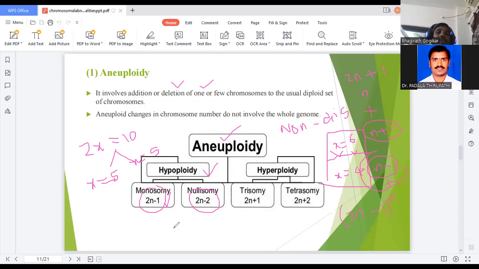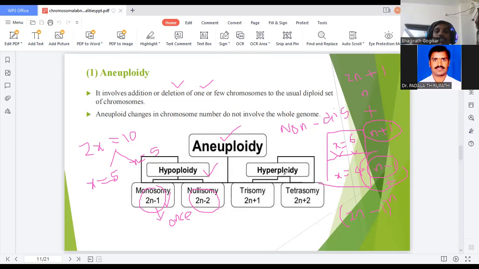These 4 terms are generally asked in PG entrance examinations. Most universities concentrate on this aneuploidy condition. So monosomy means that from the diploid set of chromosomes, one of the chromosomes occurs only once, and the corresponding homologous chromosome is absent. If a total pair of chromosomes is absent among the diploid set, that is called 2n-2, nullisomic. Are you followed? Yes, sir.